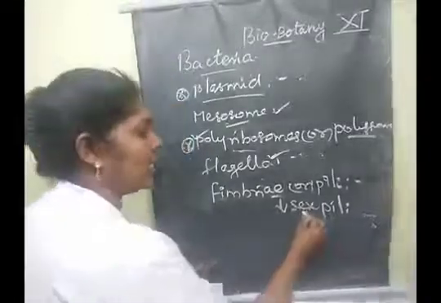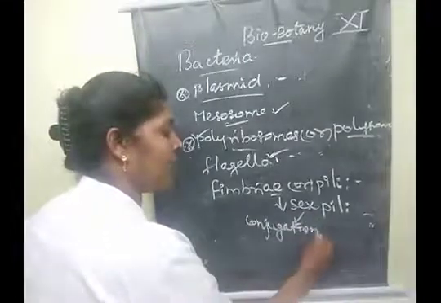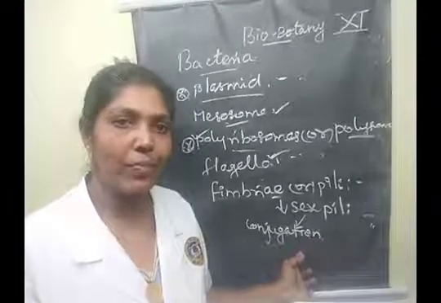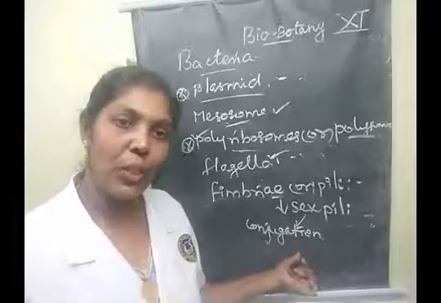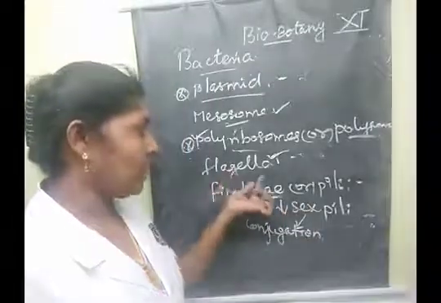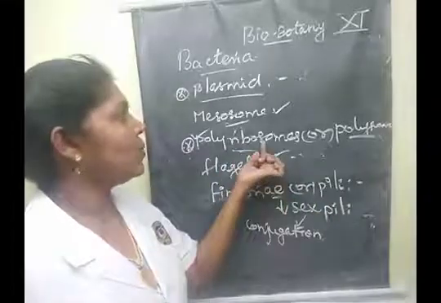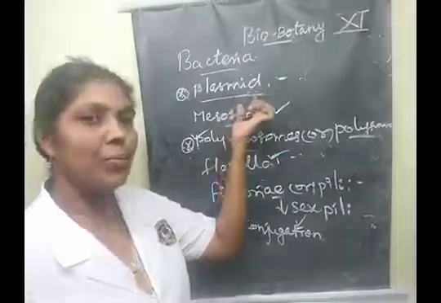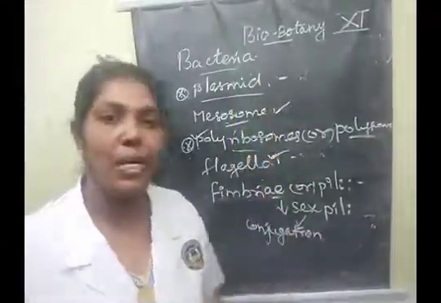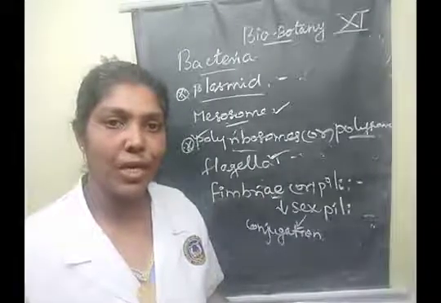What does conjugation mean? This is one type of sexual reproduction in bacterial cells. Understood, children? So, what is flagella, or what is pili? Then what is polyribosomes? What is mesosomes? Define plasmid. What is the classification of plasmids? All these questions come under 2 or 3 mark questions. Understood, children? Say yes or no.